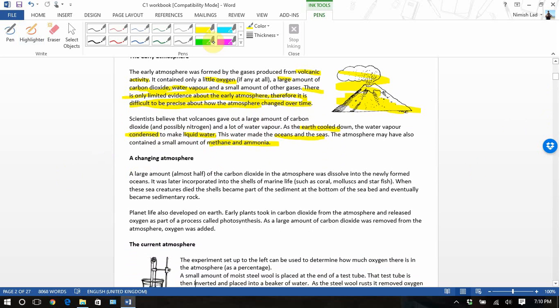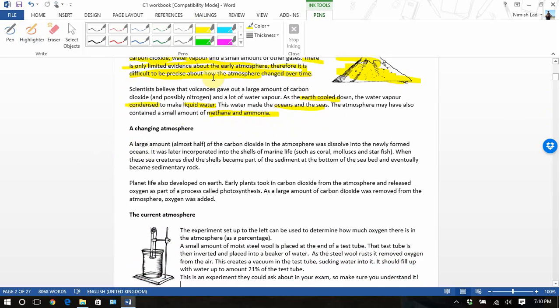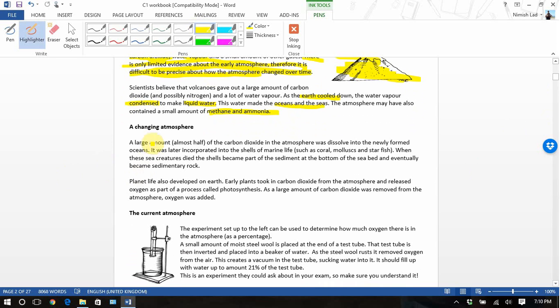So the atmosphere changed from this point. The way it changed was that a large amount, almost half, of that carbon dioxide dissolved into the oceans, into newly formed marine life like coral, mussels and starfish that lived within the oceans. It was incorporated into their shells, so where we have carbonate rocks, that's where it ended up. When these died, they fell to the bottom of the ocean and you end up with sedimentary rock. That's where that carbon dioxide ended up.